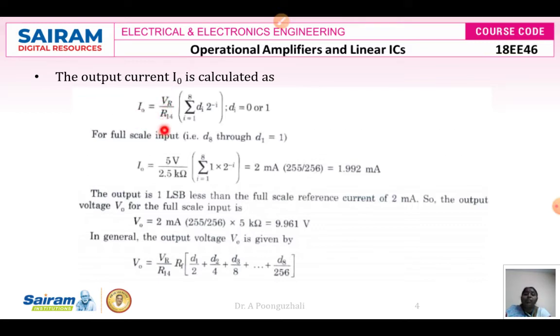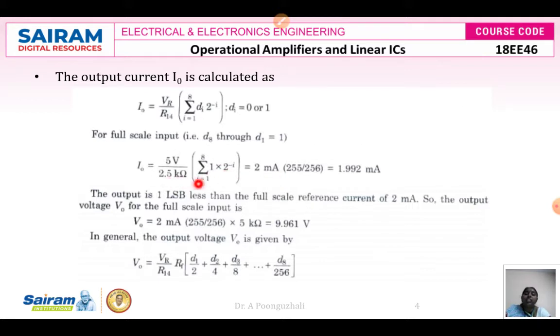into the maximum current source, times summation i equals 1 to 8 of Di times 2 power minus i, where Di is the digital data, which can be either 0 or 1. For a full scale input, D8 through D1 should all be 1. So we can calculate the output current. I0 equals, with the reference voltage 5 volts and R14 as 2.5 kilo ohms, summation i equals 1 to 8 of Di into 2 power minus i, where Di is 1, times 2 milliamps.